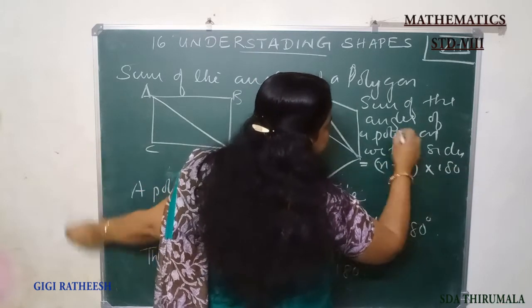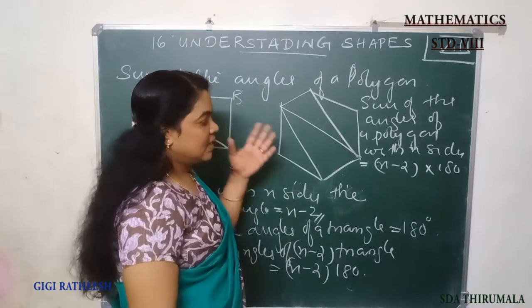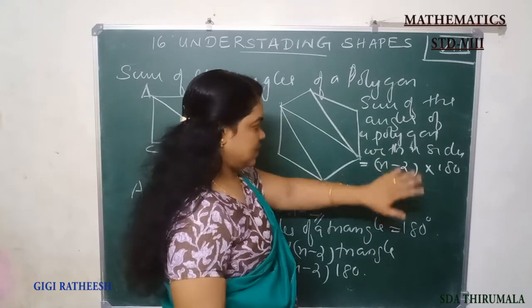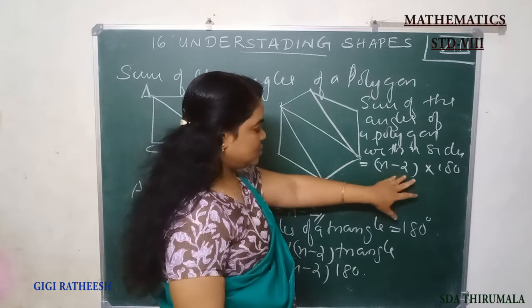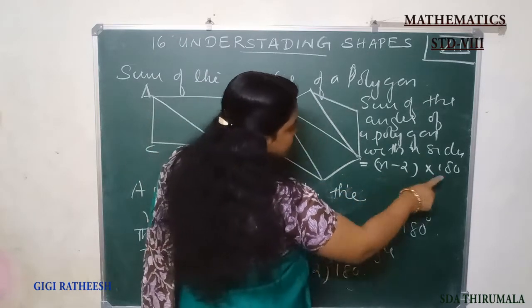The sum of the angles of a polygon with n sides is n minus 2 into 180 degrees. The number of sides is equal to n, and we get n minus 2, that is 2 less than n, as the number of triangles. That is n minus 2 into 180 degrees.